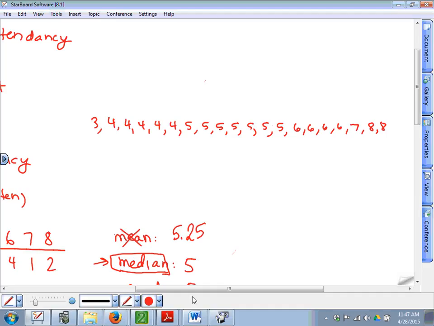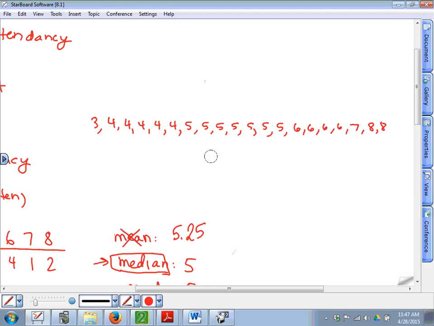You could add all those numbers up and divide by how many numbers there are. There's 20 of them. So you could do it that way, or you could write it like this: 3 plus, what are there, 5 4s, plus 7 5s, plus 4 6s, plus 1 7, plus 2 8s. Couldn't you write it like that? And then divide that by 20. So you could have written it that way as well.